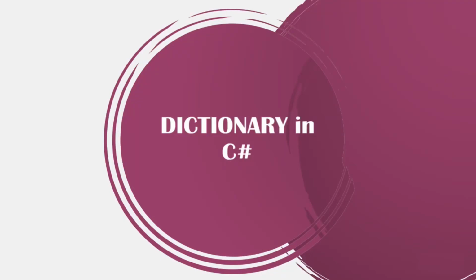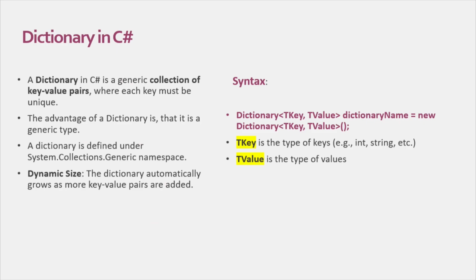Hello everyone, today we will learn about dictionary in C Sharp. So let's get started with the definition part. A dictionary in C Sharp is a generic collection of key value pair where each key must be unique.